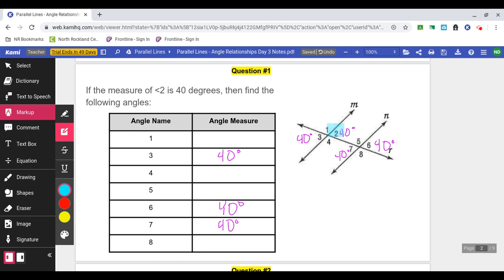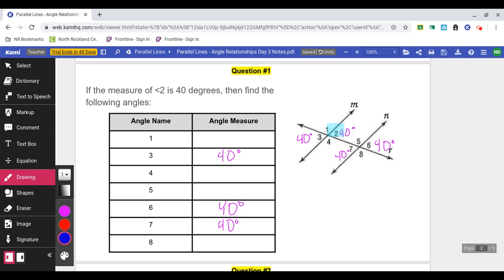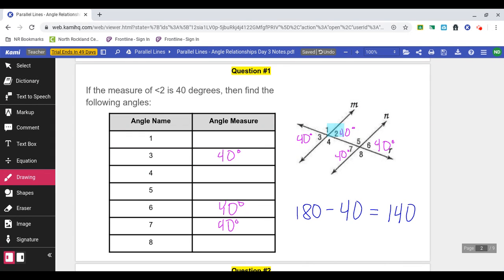are supplementary angles, which means together they have to add up to be 180 degrees. So I can find the measure of angle 1 by simply subtracting 180 minus 40. And when I do that, I get 140. So I know that angle 1 has to be equal to 140 degrees, by using the fact about supplementary angles. I know angle 4 is vertical to angle 1, which means they're equal to each other. So I know angle 4 also has to be equal to 140 degrees.